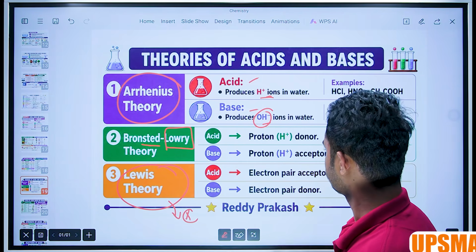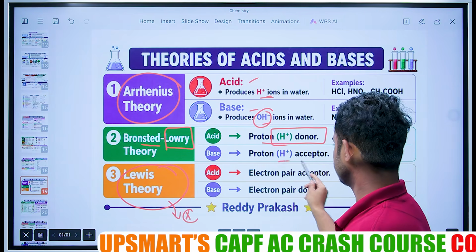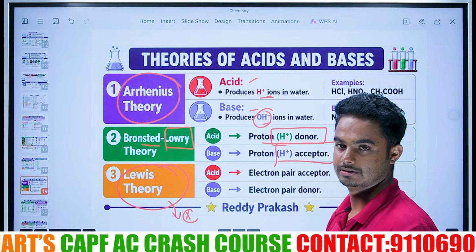In the Bronsted-Lowry theory, a substance that produces H+ or is an H+ donor is an acid. If it is an H+ acceptor, it is a base.